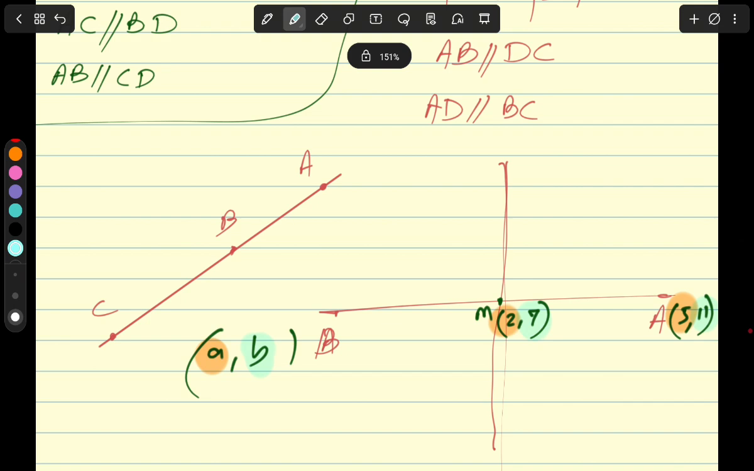Now, when a parameter appears, stop calculating and ask what must be true, right? You have to do that. That's the difference between solving questions and thinking like an examiner. That's the difference, and the latter is where you are going to score full marks.